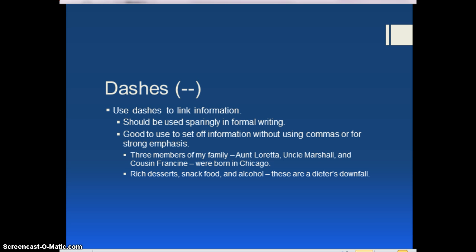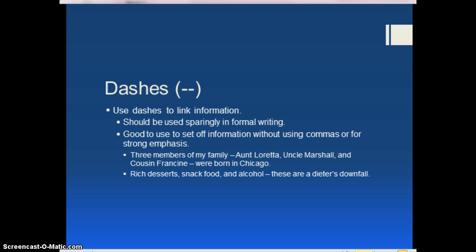Instead of using commas, let's say you've used commas quite frequently within a paper and maybe you think, well, I don't want to use commas that much anymore. You can use dashes to kind of create the same effect, but you only want to do it every once in a while. And the example I have for that is, three members of my family, Aunt Loretta, Uncle Marshall, and cousin Francine, were born in Chicago. And the dashes take the place of commas. Since Aunt Loretta, comma, Uncle Marshall, comma, there's a lot of commas going on, we don't want to blow the reader's mind with commas everywhere so they can't figure out what you're saying.